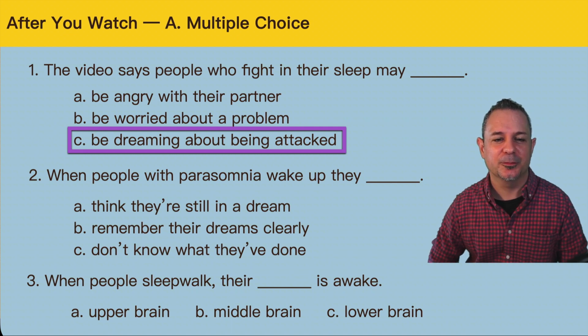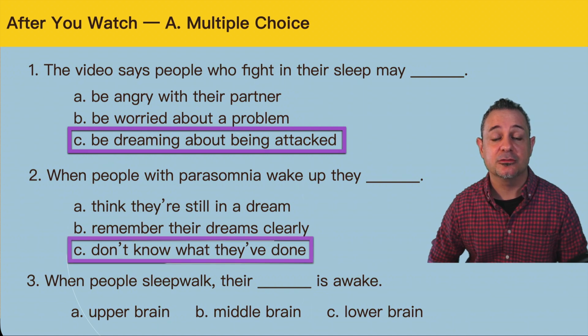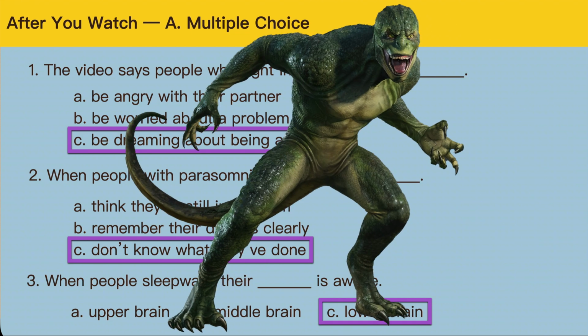How about number 2? When people with parasomnia wake up, they don't remember what they've done. I've heard that it's unsafe to wake up a person with parasomnia while they're sleepwalking. Do you know if this is true? Number 3, when people sleepwalk, their blank is awake. Do you remember the correct answer? It's their lower brain, that's right. Sometimes this is called the reptilian brain.